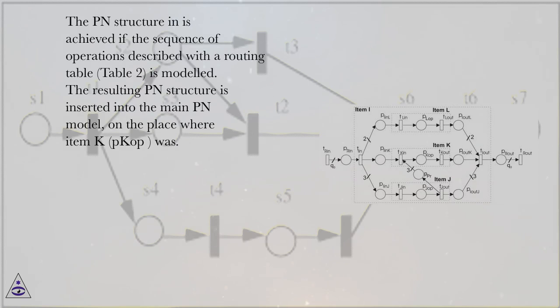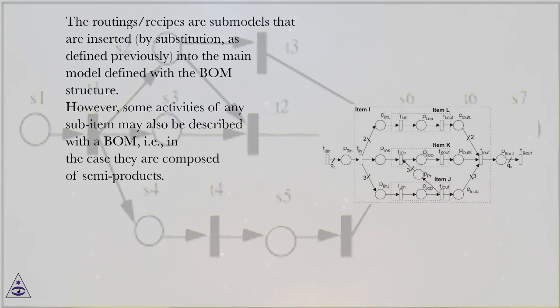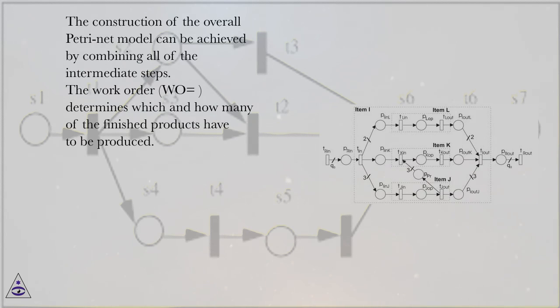The PN structure is achieved if the sequence of operations described with a routing table, Table 2, is modeled. The resulting PN structure is inserted into the main PN model, on the place where item K, PCOP, was. The routing/recipes are submodels that are inserted, by substitution, as defined previously, into the main model defined with the BOM structure. However, some activities of any subitem may also be described with a BOM, i.e., in the case they are composed of semi-products. The construction of the overall Petri-Net model can be achieved by combining all of the intermediate steps.